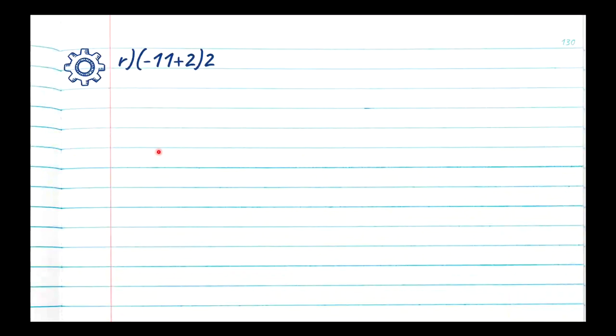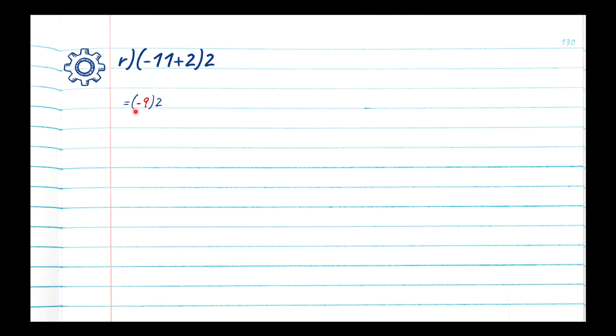Let's look at R now. Again, we're looking for brackets, and right out of the gate we have a bracket, so we're going to go ahead and check to see if there are any children. Minus 11 plus 2. There are no children, so we can go ahead and just solve the contents of this bracket. Minus 11 plus 2 is equal to minus 9, and we drop the rest of the equation.